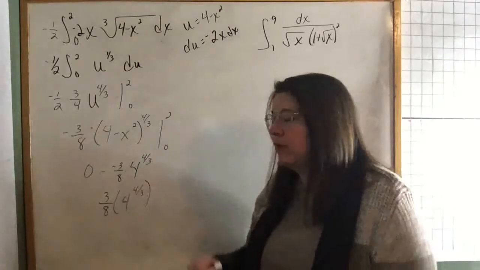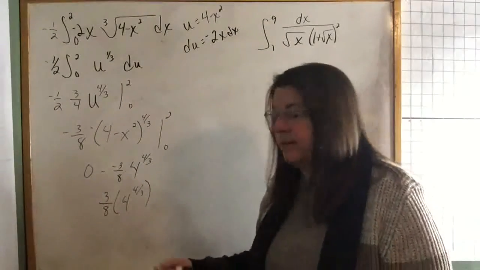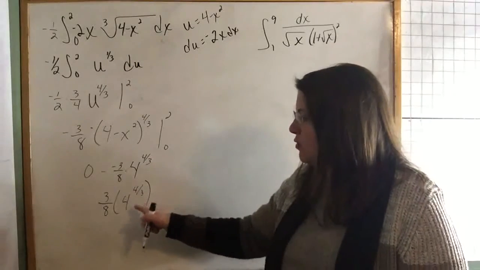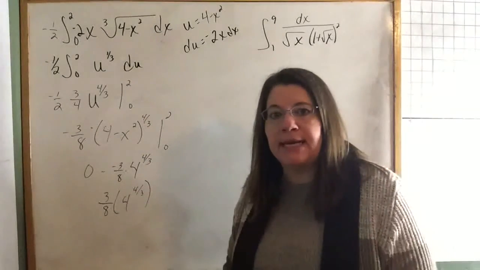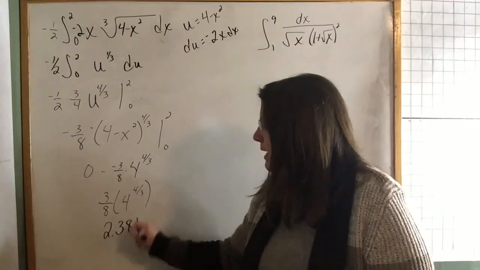And at this point, there's really nothing else I can do. I would plug that into Desmos and get the decimal equivalent for that. There's nothing you can do to solve that, because you can't take a cube root of 4 without it being a decimal. So when I put it in Desmos, I get 2.381 as my answer.